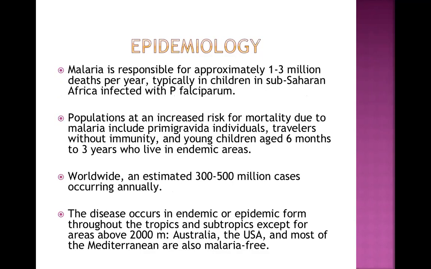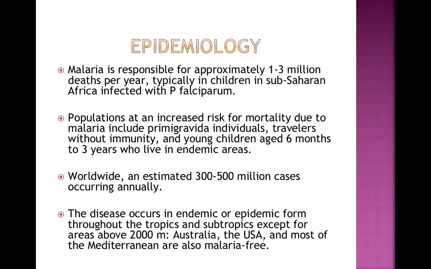Let's move on. Regarding the epidemiology of malaria, malaria is a very common disease all over the world, and it is one of the commonest causes of mortality as well, related to infective diseases. Now see that approximately 1 to 3 million deaths occur because of malaria all over the world per year, and mostly children are killed by malaria, especially in sub-Saharan Africa, and in those places falciparum malaria is much more common than the others.